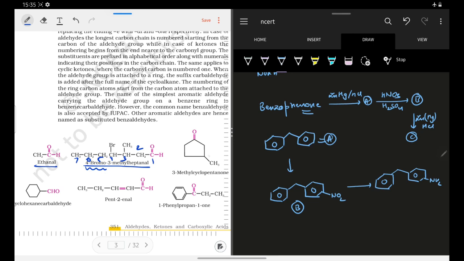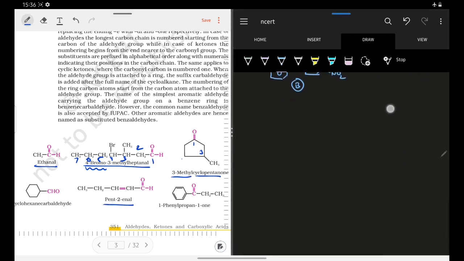Next we have 3-methylcyclopentanol. We know that in a cyclic structure we give first priority to this, so this carbon will be first and the methyl carbon will be third. So at the third position we have methyl, and then we have cyclopentanone, sorry. Now they have also given you the structure of pent-2-enol. Now if I ask you how do we synthesize pent-2-enol, your answer would be what?